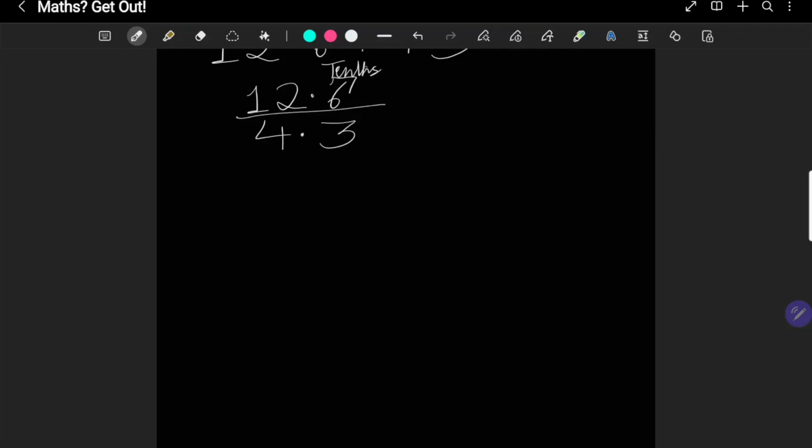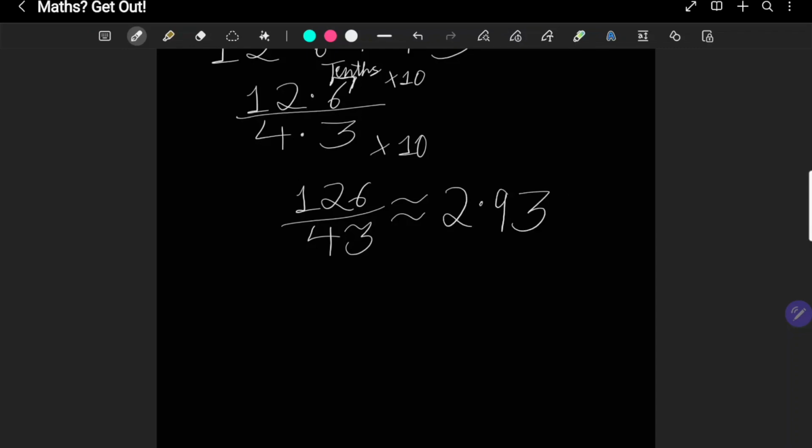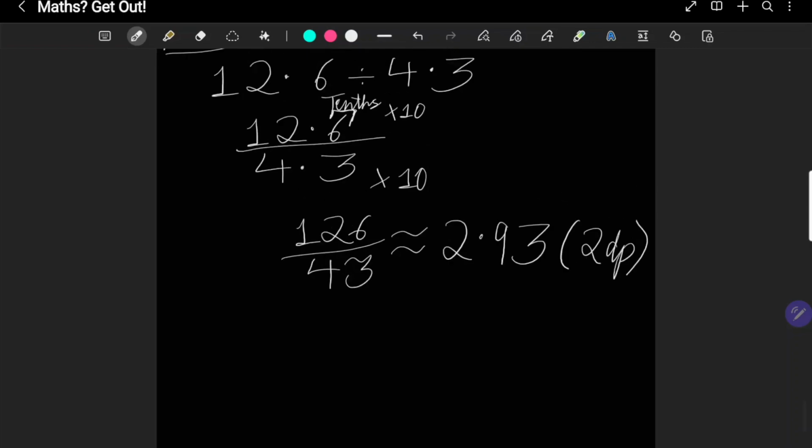So to remove the decimal from this, we're gonna have to multiply this by 10. And as I said in my fractions video, you have to times both the numbers involved in the fraction by the same amount. So 12.6 times 10 over 4.3 times 10. So that's 126 divided by 43. You can use a calculator for this. So that will be approximately 2.93 to 2 decimal places. So that is division.